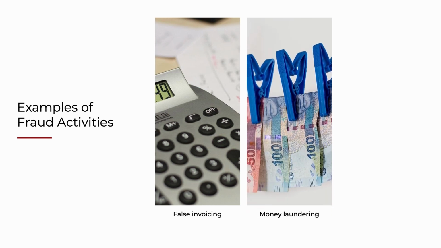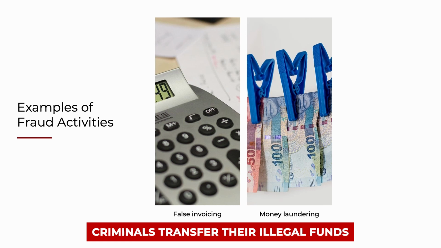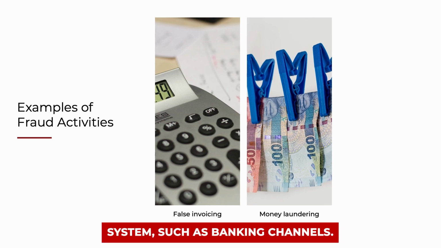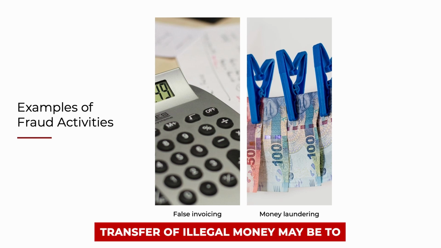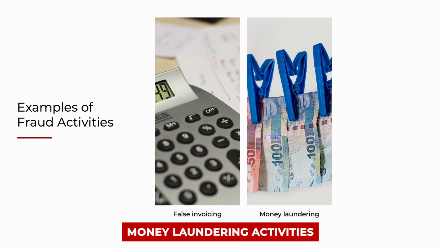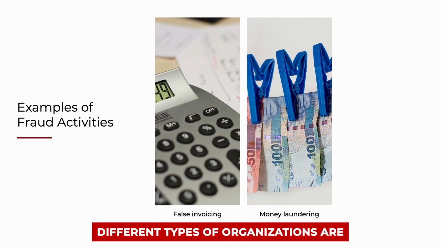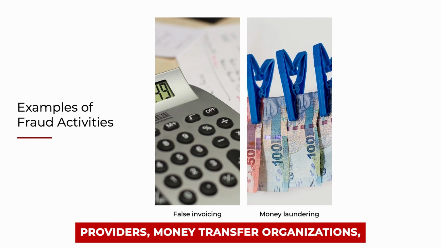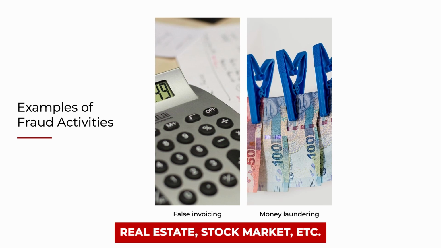Money laundering. Criminals transfer their illegal funds from one place to another through the use of a country's financial system, such as banking channels. Transfer of illegal money may be to support other criminals in various other jurisdictions or countries. Money laundering activities are considered fraudulent and illegal activities. Different types of organizations are exposed to money laundering risks, such as banks, payment service providers, money transfer organizations, real estate, stock market, etc.